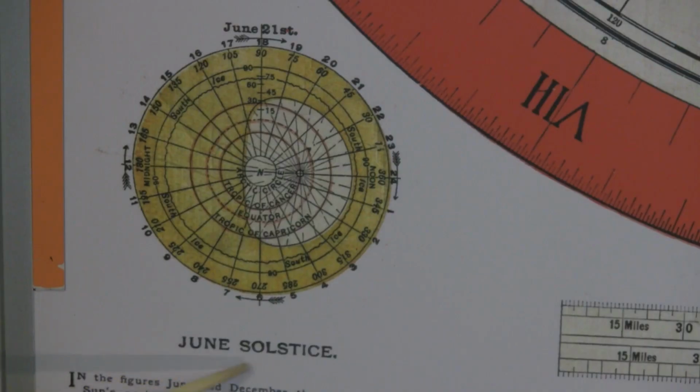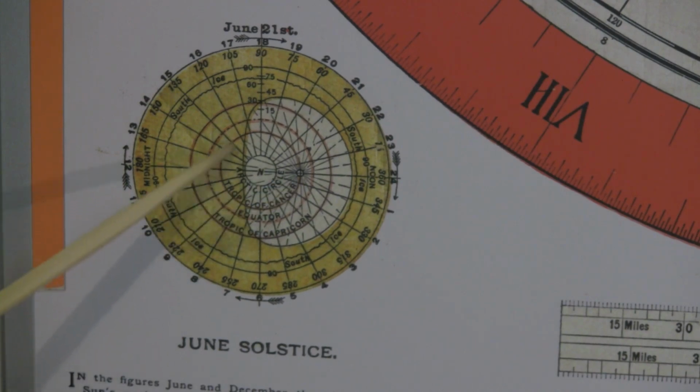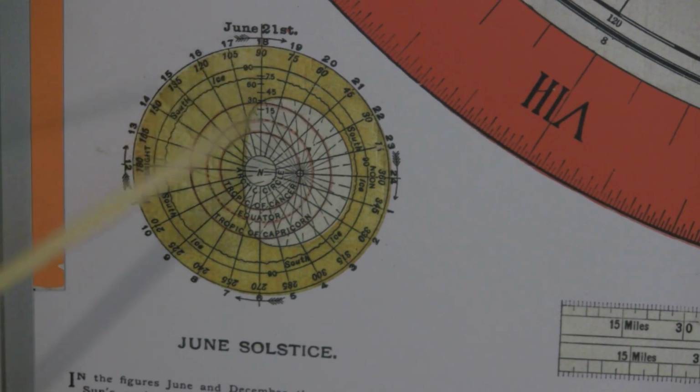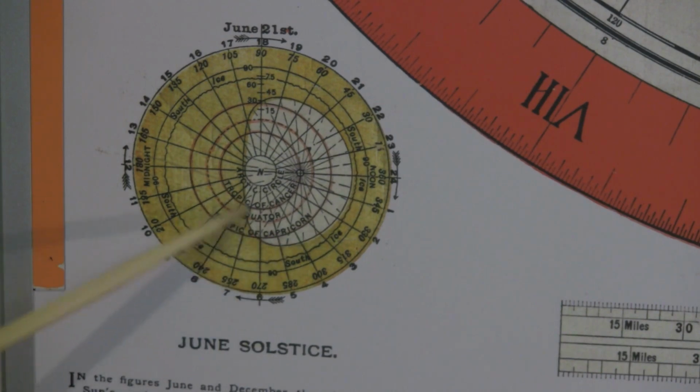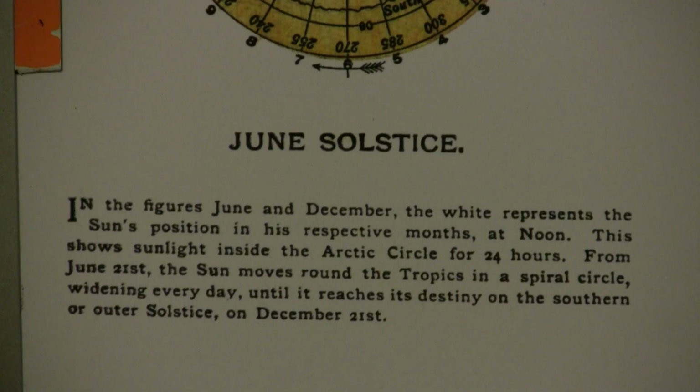June solstice, the sun is on the Tropic of Cancer, and on 21st of June it reaches its maximum, and you can also see where the sun illuminates the area. The Gleasons map is scientifically and practically correct. It's written on the map.